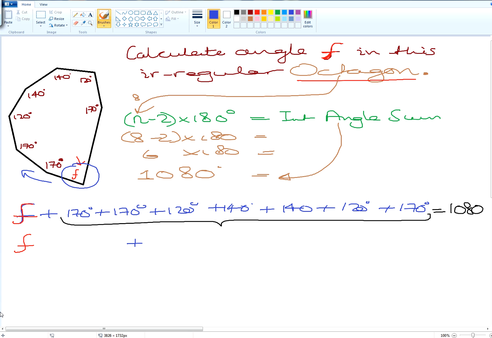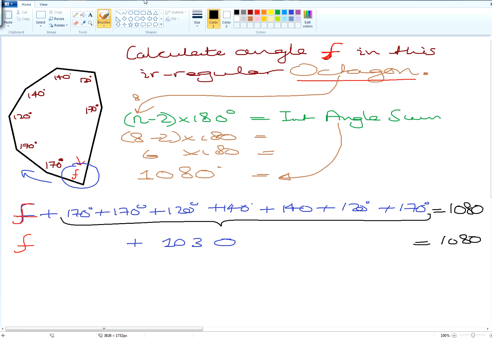Okay. I got 1150. How can you have 1150? That's bigger than what all of them add up to. So no, we can't have that one. Okay, let's delete that. That gives us a total of 1030. And altogether F add 1030 will give us an answer of 1080.